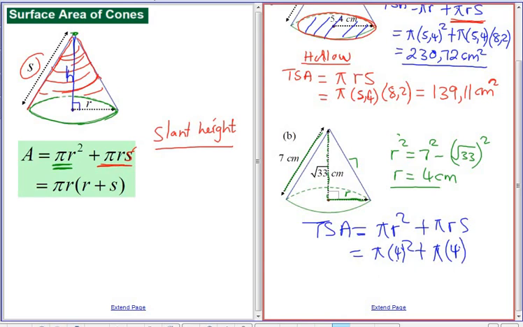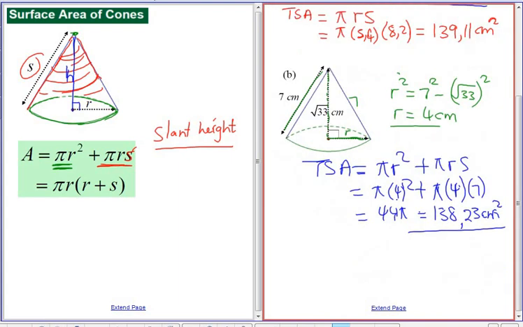And then the slant height was given to us as 7. So we can very easily calculate these things. Let's go ahead and use our calculators to get that solution. Should be 44 pi, right? 44 pi, let's write it to 2 decimal places, 138.23. We are working with square centimeters, so let's put that one in.